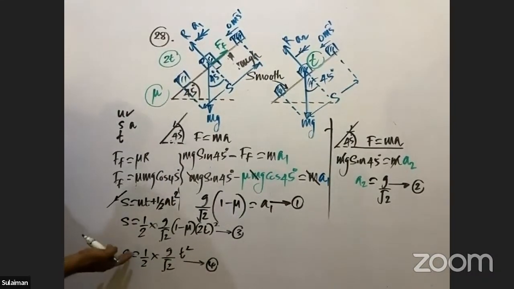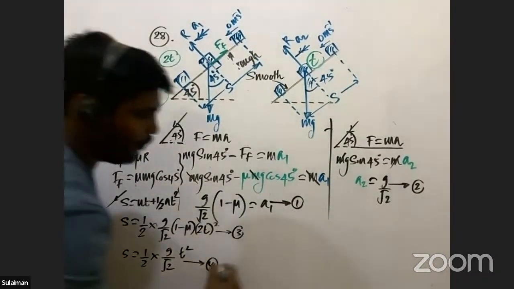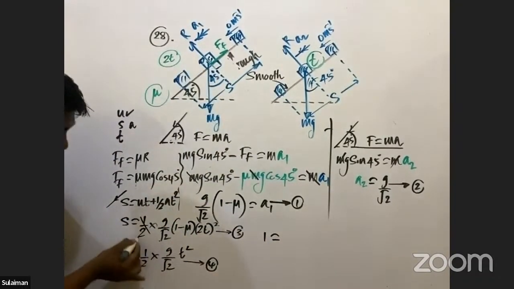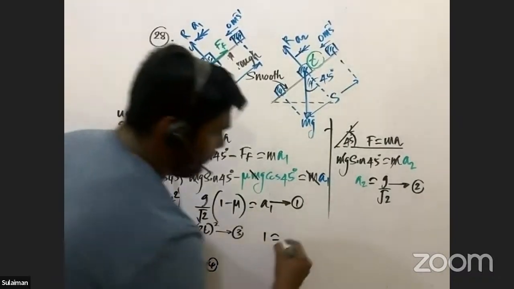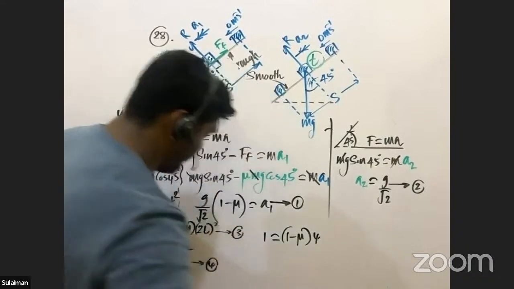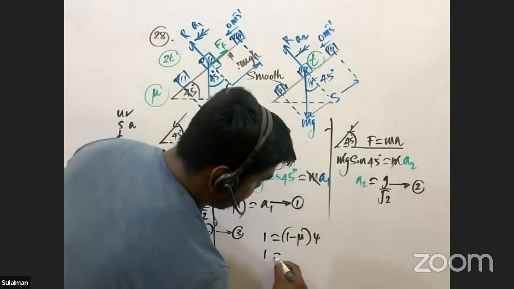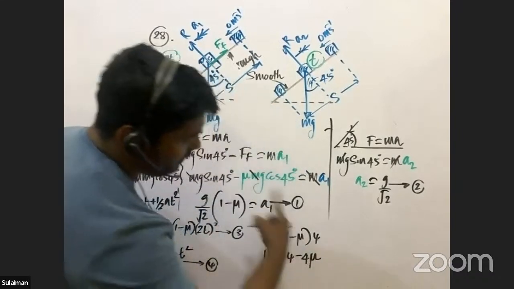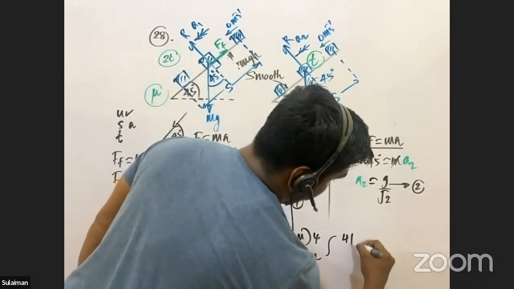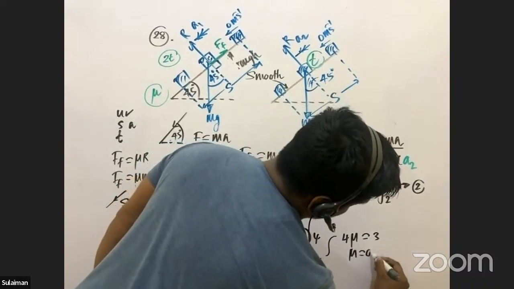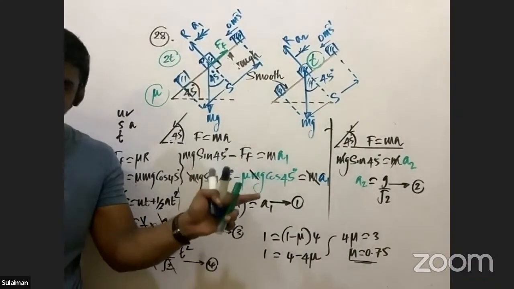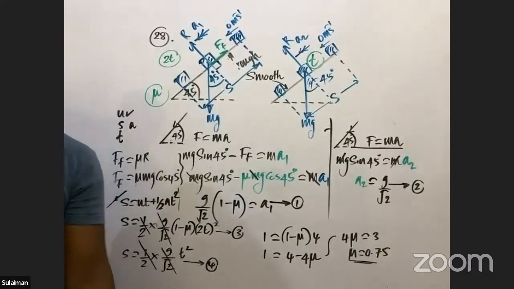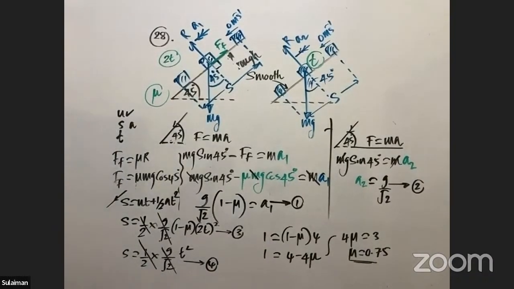If I divide, S over S means 1. Half cancels out, g over root 2 cancels out, t squared cancelled. Here 4 is remaining, so 1 minus mu into 4 is remaining. That's it. When you expand this bracket, 4 minus 4 mu. However, 4 mu means 3 mu means 0.475. Hands up, did you really understand this question? Now practice these questions many times. These are very good questions.